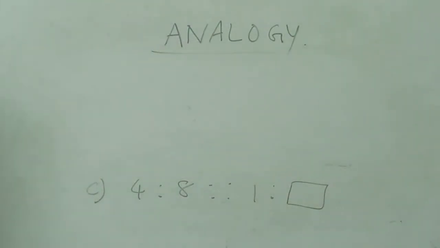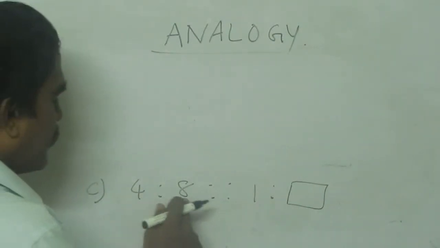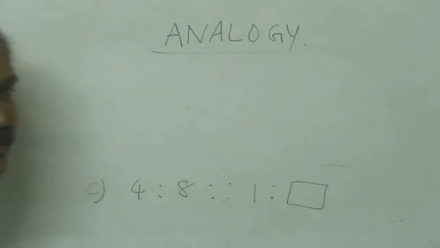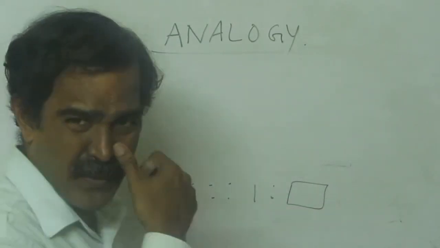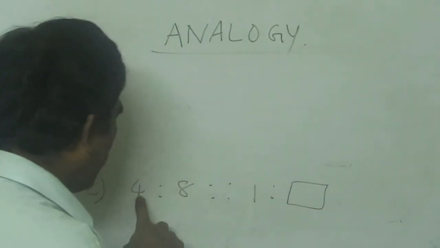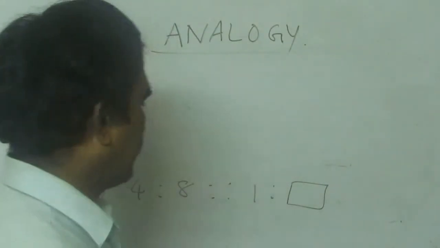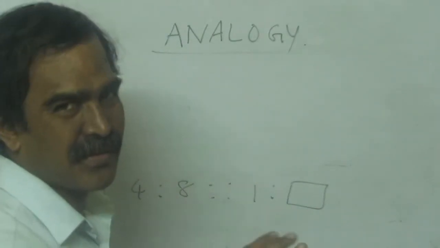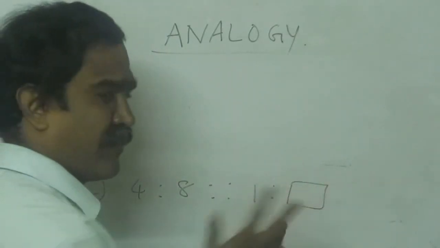4, 8, 1. If 4 becomes 8, 1 will become which number? Usually students say 4 into 2 is 8, 1 into 2 is 2. Okay, but this type of answer is not clear. Why? Because just multiplying by 2 won't give you much idea. Some students even say 4 plus 4 is 8, 1 plus 4 is 5. That's a good idea, but the logic is weak. So now we can term this question as whether your logic is strong or weak. So answering 2 or 5 is a weak logic.